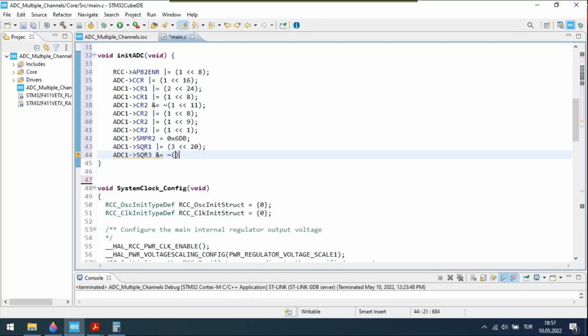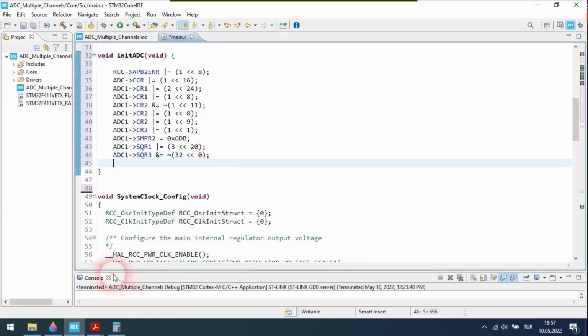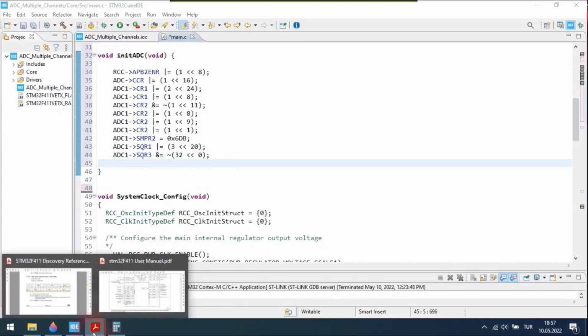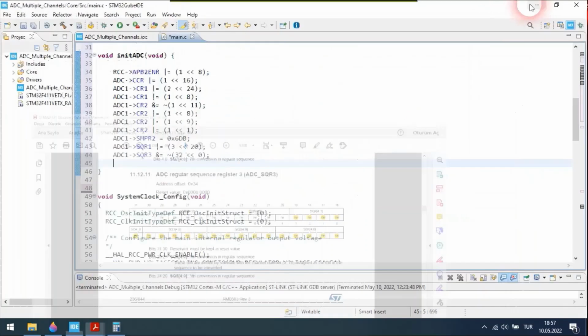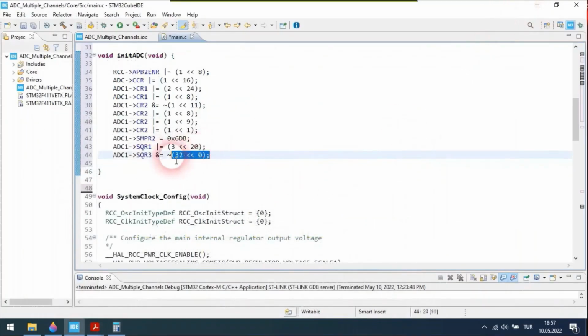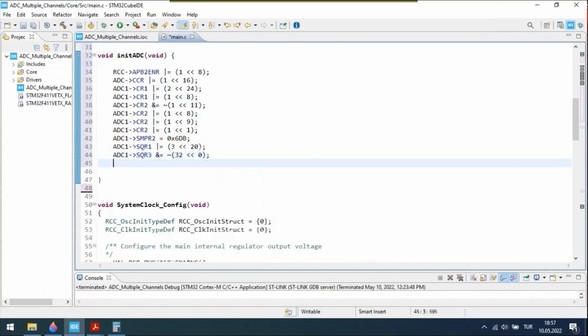First 5 bits represent first conversion. We have to make those bits 0. Second 5 bits represent second conversion. It will be channel 1. We will write 1 into them.